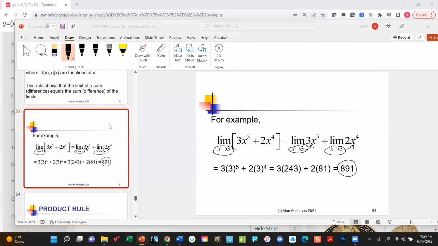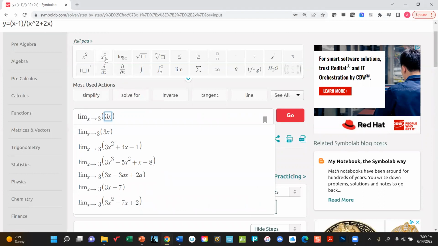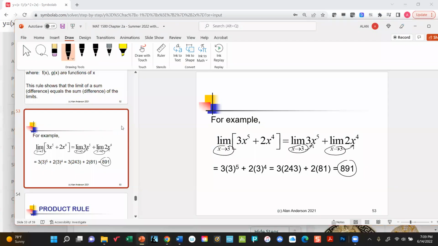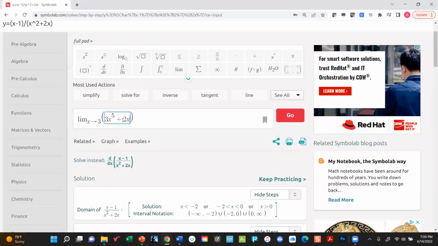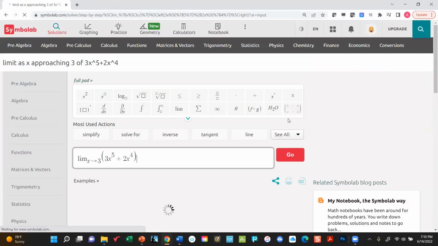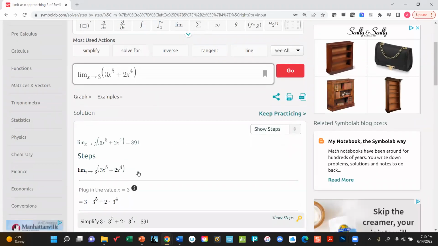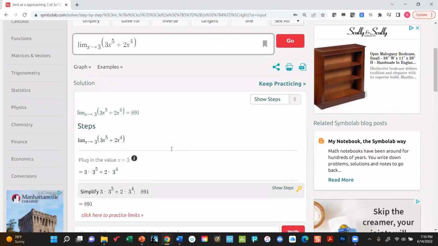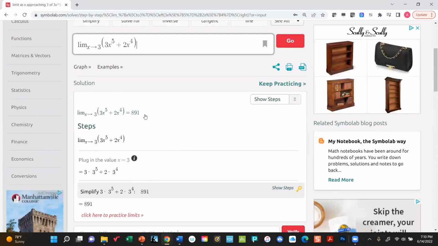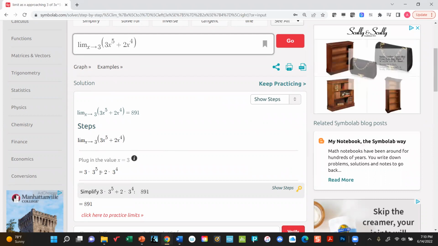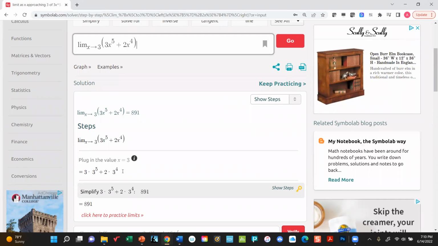And so then you've got the 3x to the 5th. And then you've got 2x to the 4th. And then you just say go. Make sure you hit the go button. Otherwise, it won't understand what you're doing. And then in this case, it's right there. And often what they're going to do is help you understand exactly how they got there. Not always. Sometimes they're better than others, but what they're essentially telling you here is that all we had to do is plug in the value 3 for x, and we would end up with the correct value.